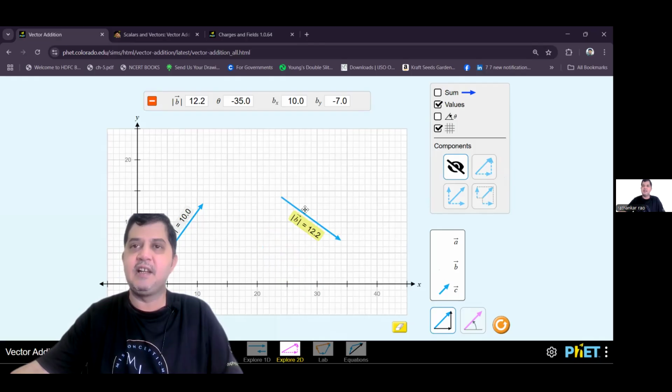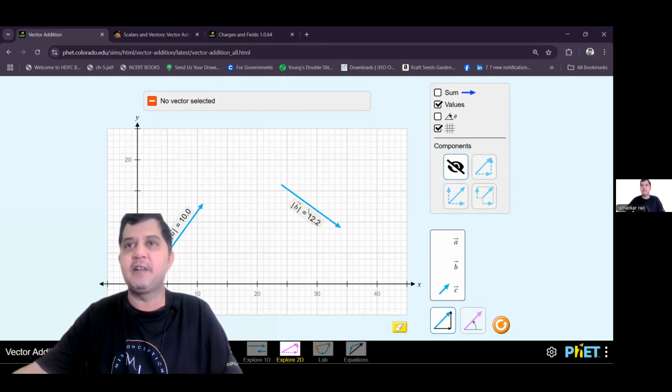Now the question is, I want to add these two vectors. This vector is of length 10 and this vector is of length 12.2. If I click on this vector, the properties of this vector are known to me. When it is highlighted, it tells me what the properties of the vector are.